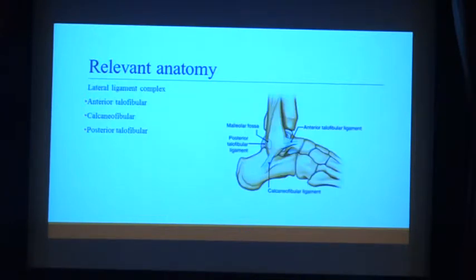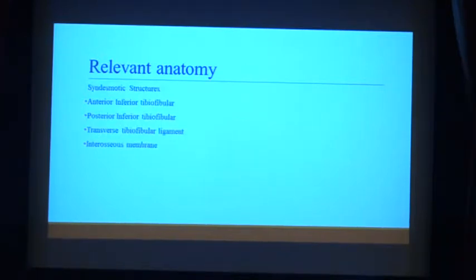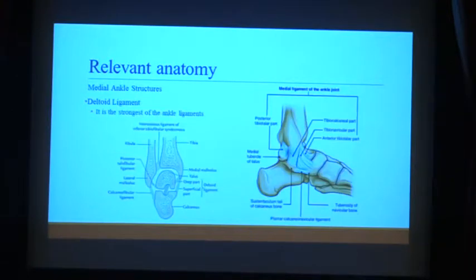The lateral ligament complex, you all know: the anterior talofibular, the posterior talofibular, and the calcaneofibular ligaments. There is a very large ligament complex around the ankle because the muscles around the ankle are not very strong and do not hold it very stably. The syndesmotic structures, the anterior and posterior inferior tibiofibular ligaments, the transverse tibiofibular ligament, and the interosseous membrane, form one of the stabilizers.